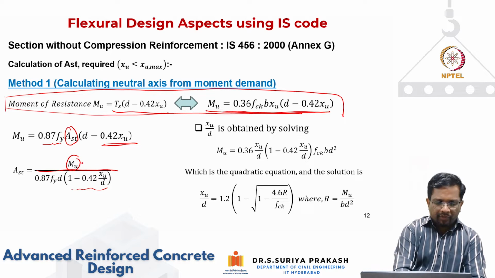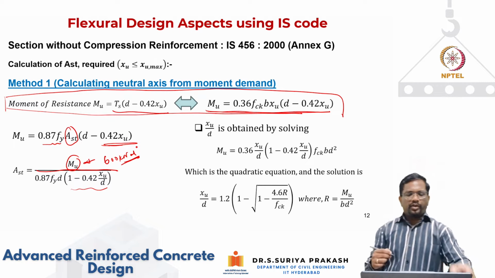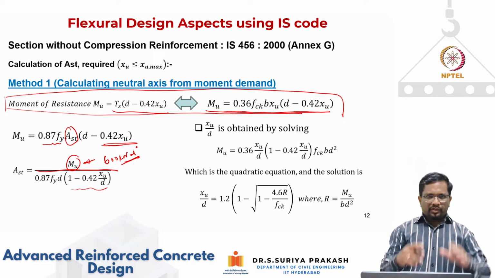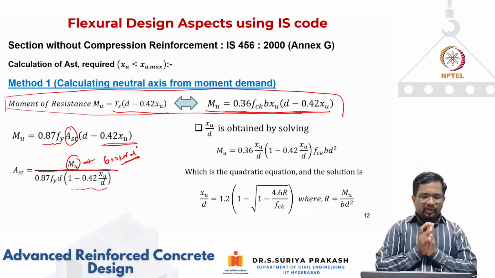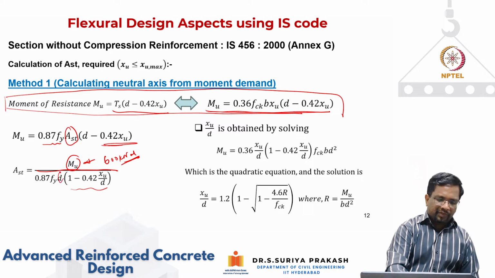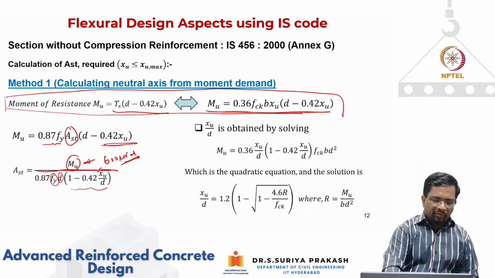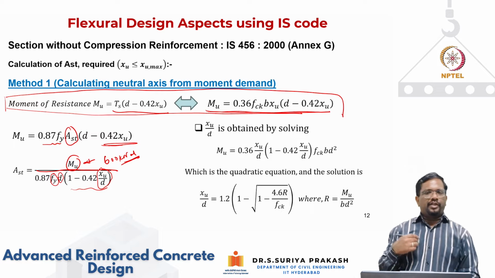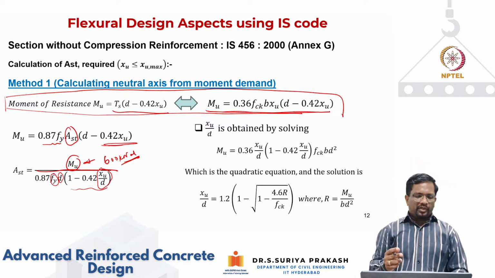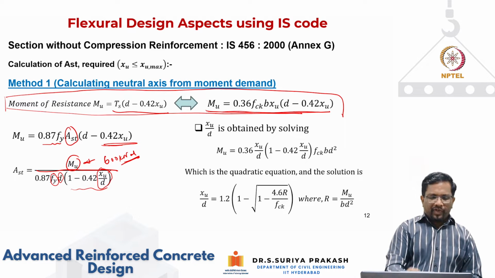Now, for a particular moment, for example, let's say I'm given 600 kilonewton meter, and I want to calculate what is the amount of steel that is required. Once I fix my breadth and depth, then I plug it in this equation. Of course, the effective depth I will fix, and the yield strength I will be fixing. Now, the only thing I don't know is this Xu by d that I have to use in the calculations to find out what is the Ast required. Now, how do we get this?